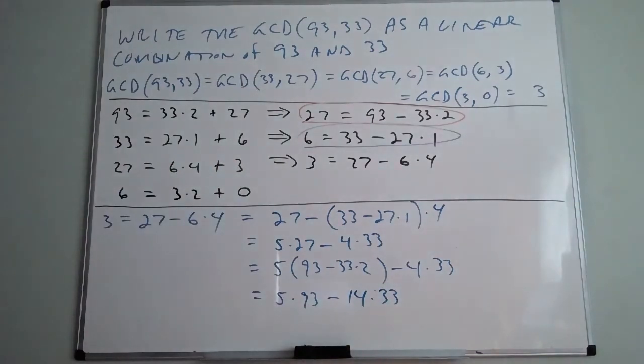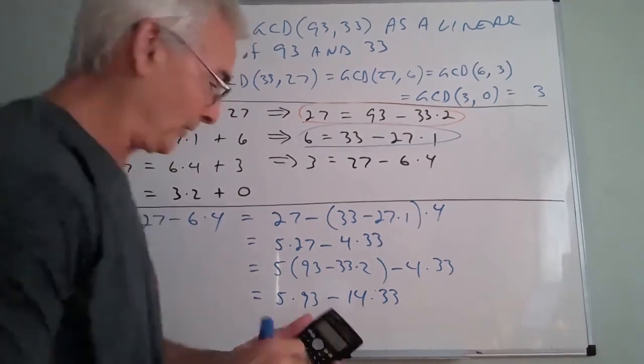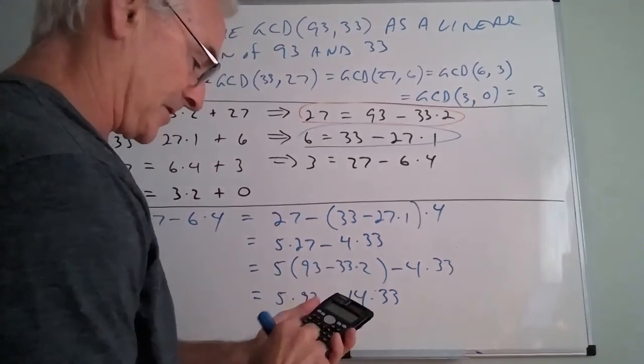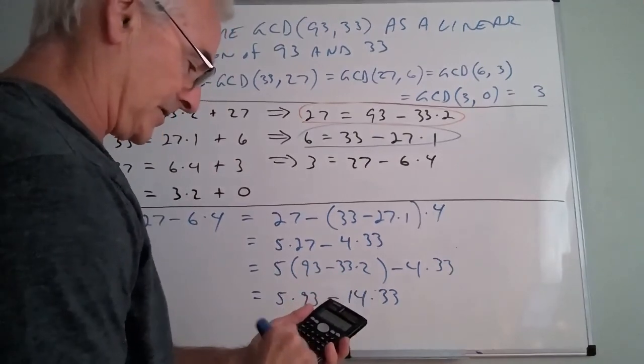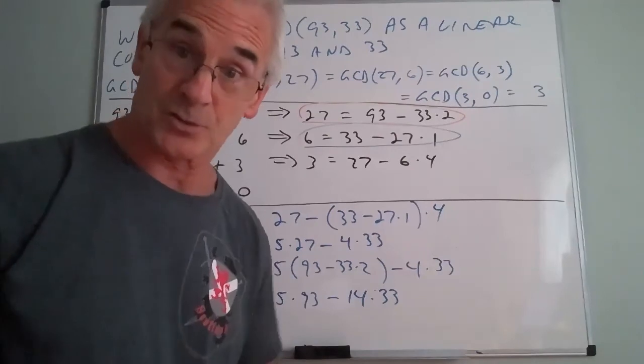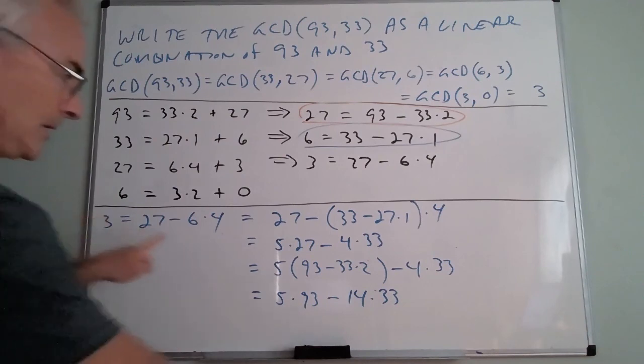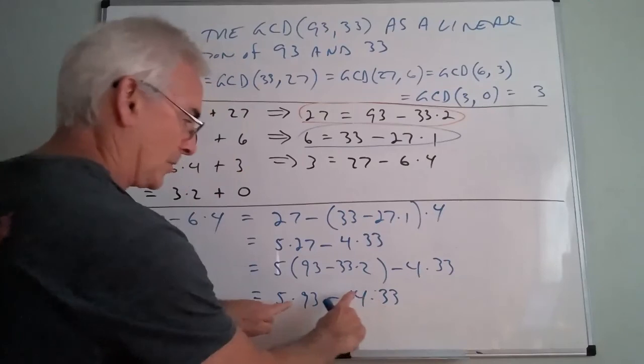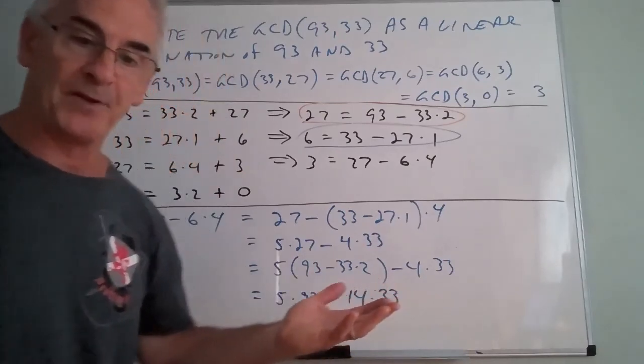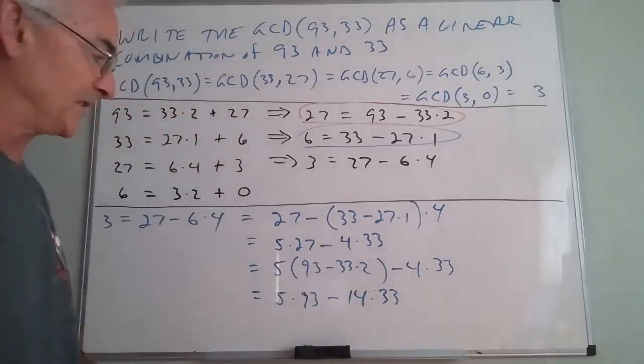Okay, does everyone see that? I have 5 93s minus 14 33s, and now I'm going to check it with my calculator again. 5 times 93 minus 14 times 33, and once again, that equals 3. So I know I haven't made a mistake. Am I done with the problem at this point? Anybody want to tell me? Am I done? Yes. That was my GCF. These were my 2 original numbers. Those are the 2 coefficients. I'm now finished.